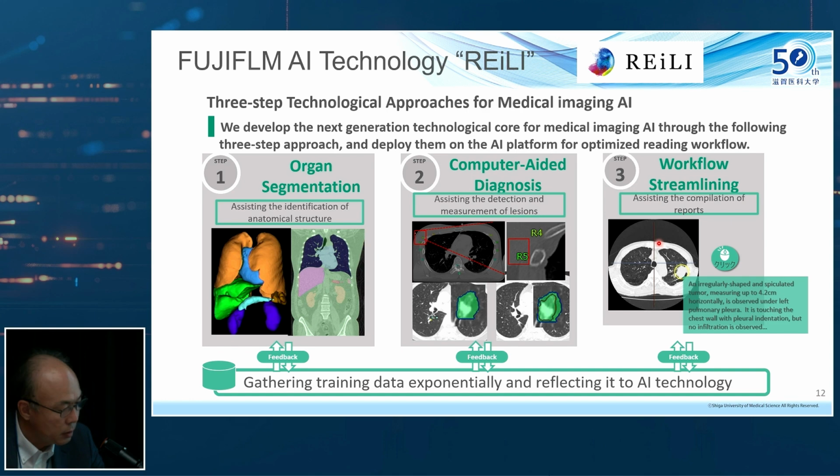We collaborate with Fujifilm AI technologies, and maybe in the last session they gave some presentation. More detail is maybe presented there. Fujifilm AI technology has three-step technologies for medical imaging AI. One is organ segmentation, the second is computer-aided diagnosis, and the third is workflow streamlining to support writing the report.